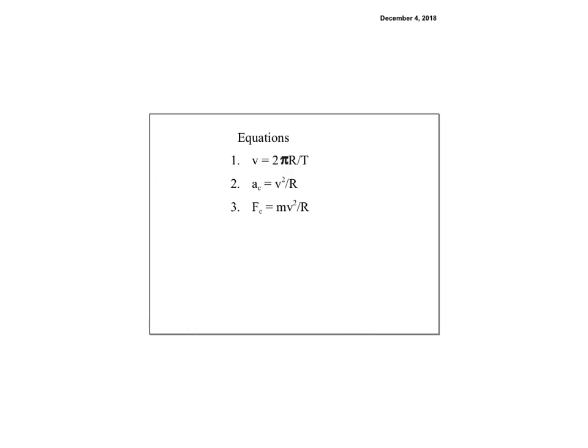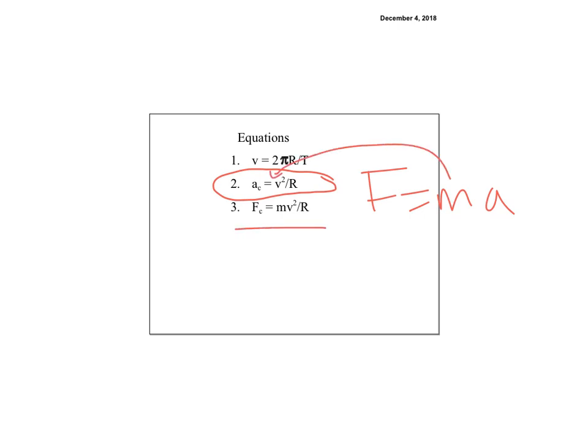Equations, the only equation they give you on the equation sheet, beware, is this: ac equals v squared over r. They assume you know that F equals ma, and if I put an m in front of this equation, it gives me FC equals mv squared over r. They assume that you already know that.